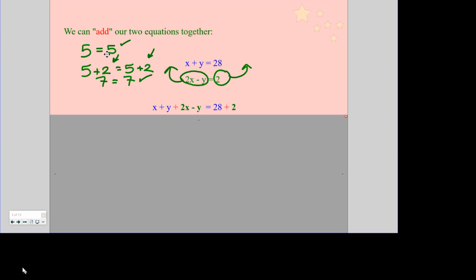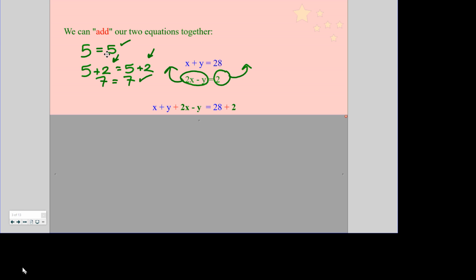I bring down the x plus y from the original top equation and add to it the left side of the bottom equation, 2x minus y. Then I take that 28 from the top equation, I add to it the 2 from the bottom. And here's where we can see that we're combining two equations, hence why we might call this the combination method. From here, we need to simplify and solve and do what we can with our equation to work with it and hopefully find a value for either x or y.